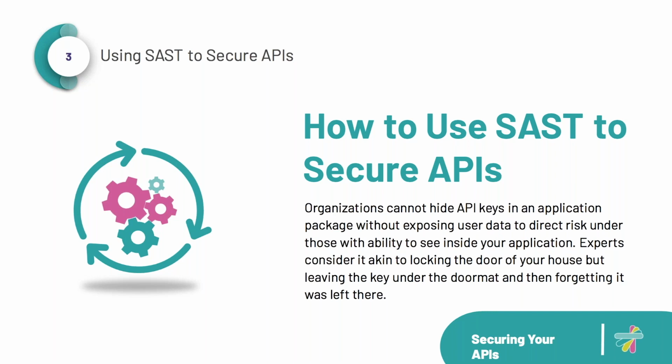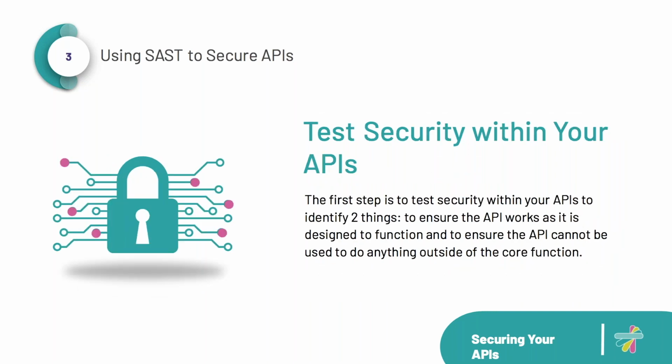In addition, sensitive credentials should never be committed into version control systems. But these steps are not standalone security measures. It is of essential importance that organizations add security processes to mitigate the risk. The first step is to test the security within your APIs to identify 2 things. To ensure that the API works as it was designed to function. Obviously, that's critical.